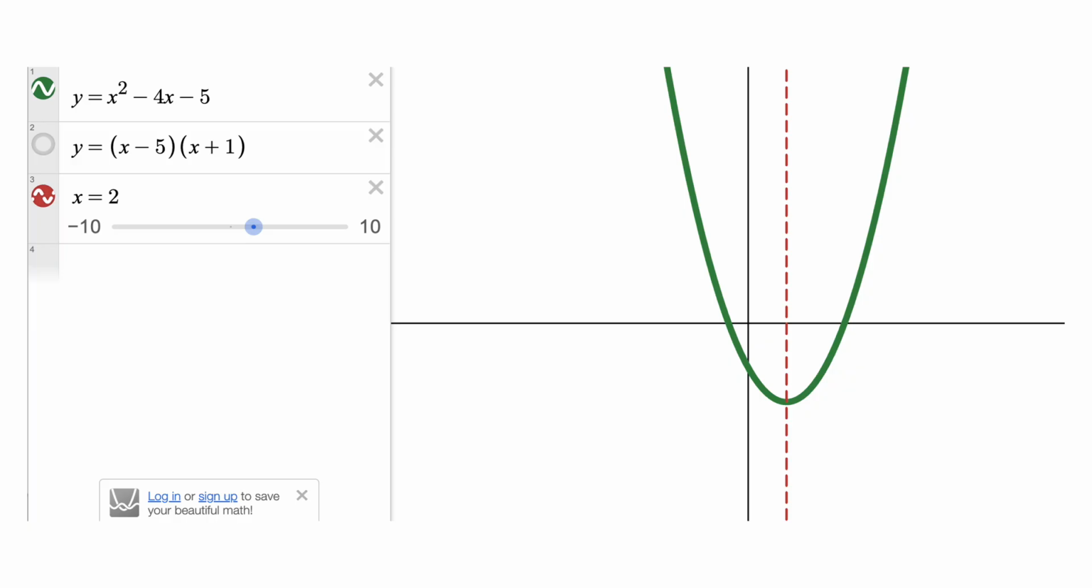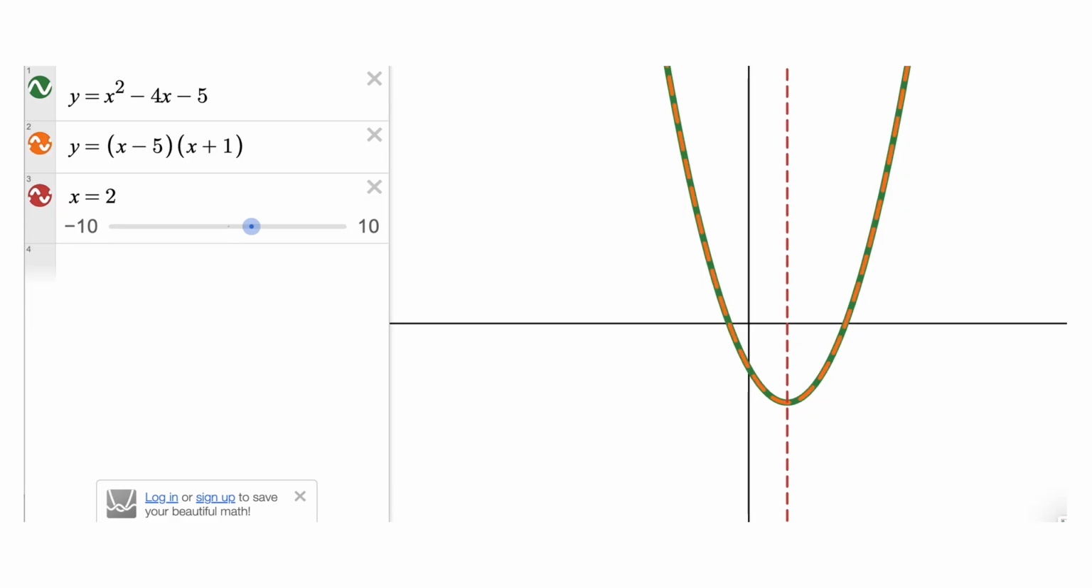And the last thing I want to show you just very briefly is I have this equation, y equals x squared minus 4x minus 5. And I factored it also. So do you see the difference between the green and the orange striped ones? These are the same equation, and it has an axis of symmetry of x equals 2. That's also the x value of the vertex. I just want to show you something interesting.